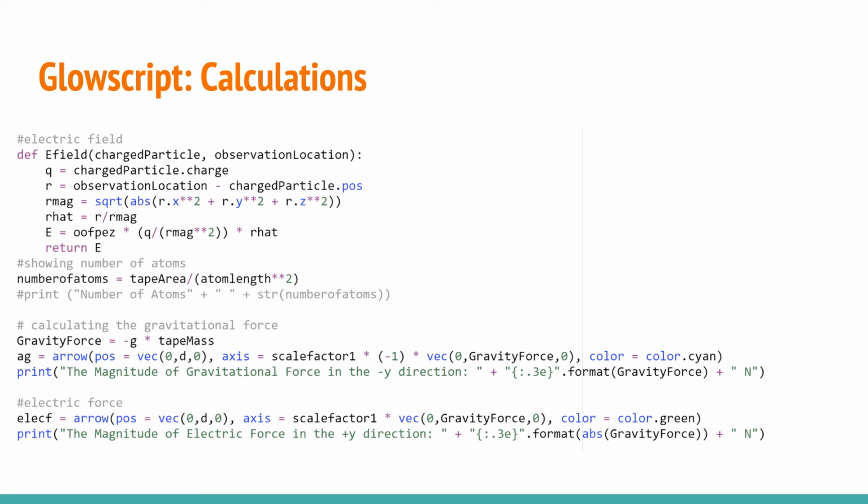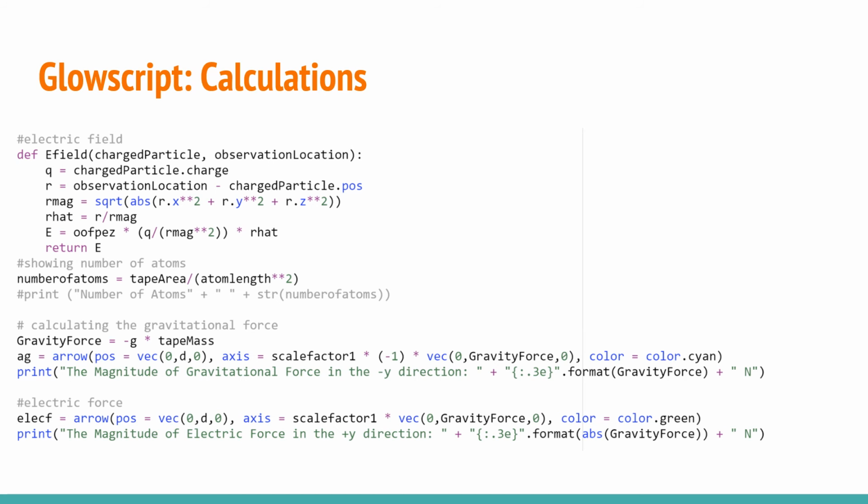First, I had to define the electric field using Coulomb's law. I used the charge of the particle and the observation location minus the charge particle position, and then I found the R magnitude and the R hat, and simply used the electric field formula. I returned this number. I also had to find the number of atoms, for which I used the same formula as in the previous slides, and the gravitational force, for which I used the same formula again.